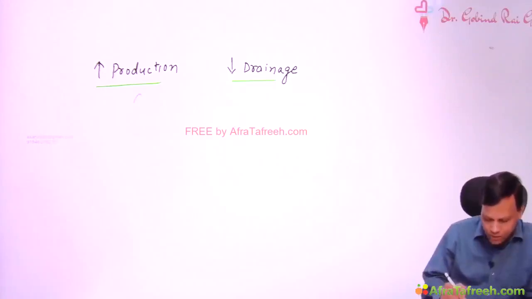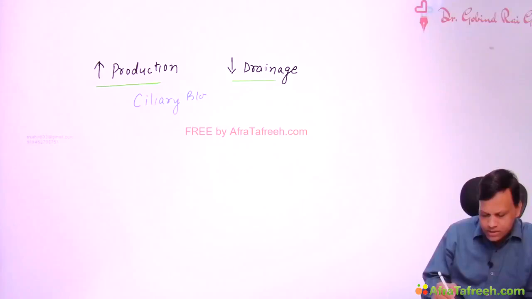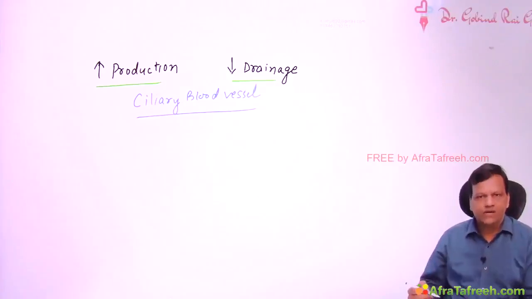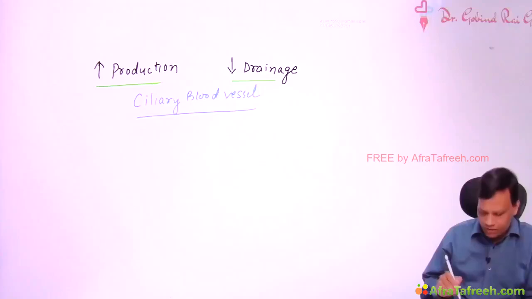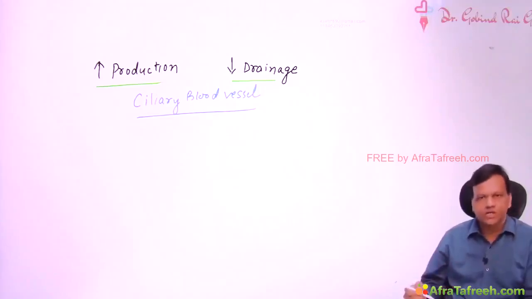Now, aqueous is produced by ciliary blood vessels. The ciliary blood vessels bring the blood to the eye, and that blood is filtered to form aqueous. So, if we cause vasoconstriction of these blood vessels, less blood will come, so less aqueous will be produced. So, basically, any drug which is causing vasoconstriction of ciliary blood vessels can decrease the aqueous humor.